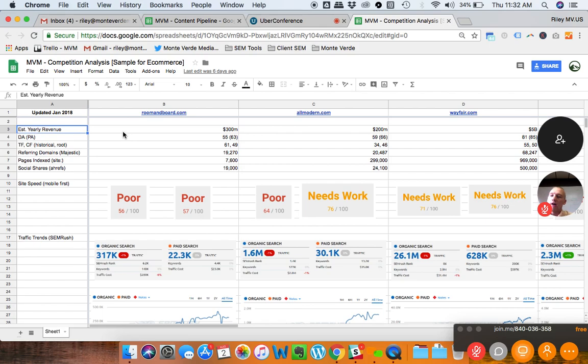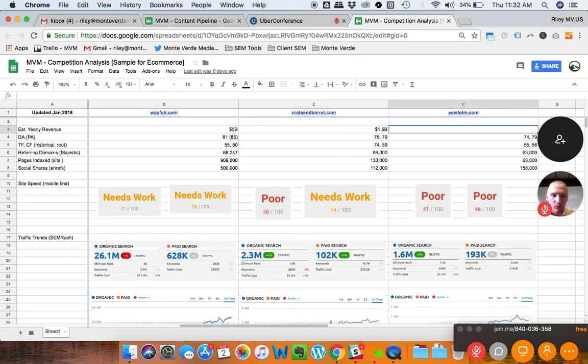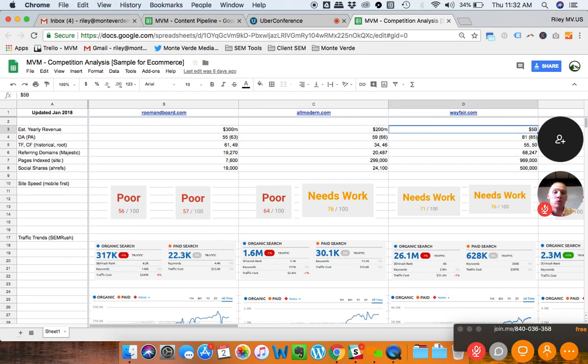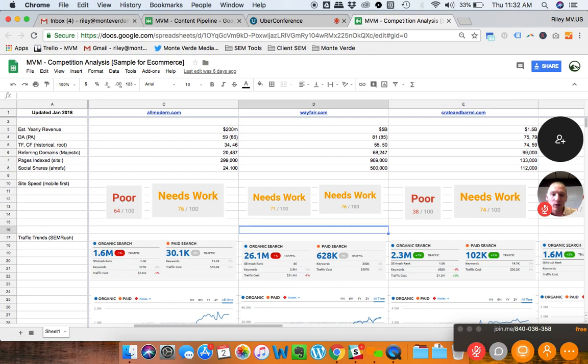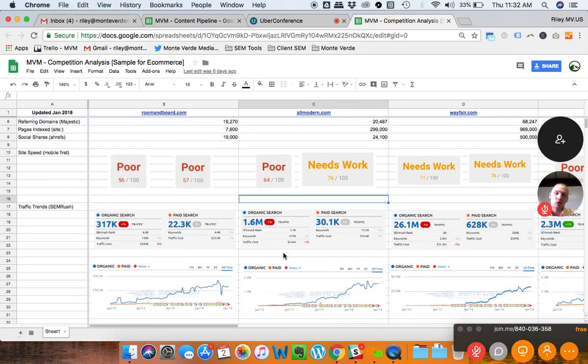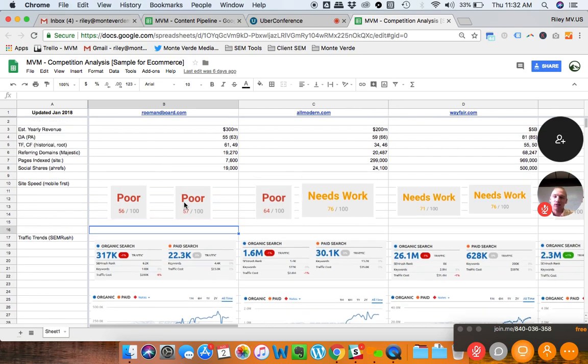Sure. So estimated yearly revenue, this isn't always easy to get. A lot of times we're just totally guessing. We may be way off. In this case, Room and Board, All Modern, Wayfair, Crate and Barrel, West Elm. These are public companies. We know these figures are roughly accurate. So if we can get those, we want to, because if we can show a correlation between, say, Wayfair at $5 billion a year versus All Modern at $200 million, and then say, well, why is that? We can look at their traffic and be like, oh, yeah, that makes sense.